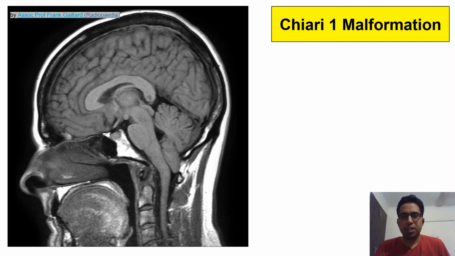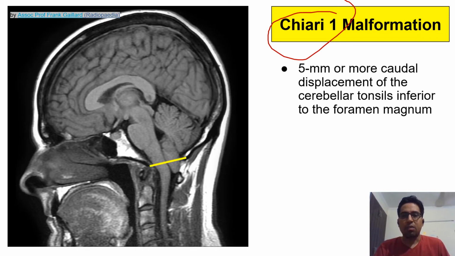So we have six types of Chiari malformation. The first one we'll be discussing is the Chiari 1 malformation. In the Chiari 1 malformation, we have 5 millimeter or more caudal displacement of cerebellar tonsils inferior to the foramen magnum. So this is the foramen magnum, these are the tonsils, and they are getting displaced by 5 millimeter or more across the foramen magnum. So this is called Chiari 1 malformation.